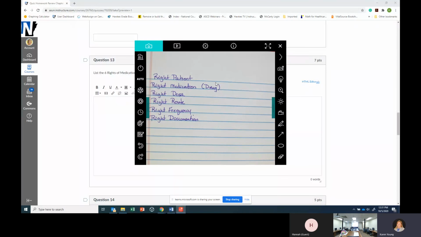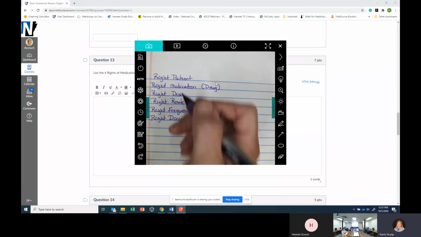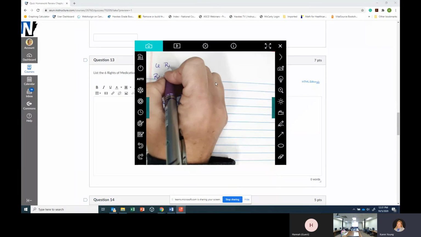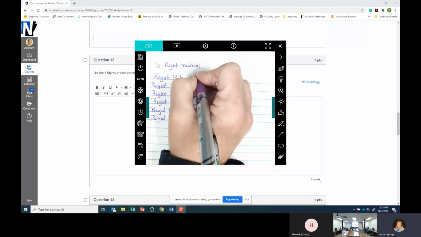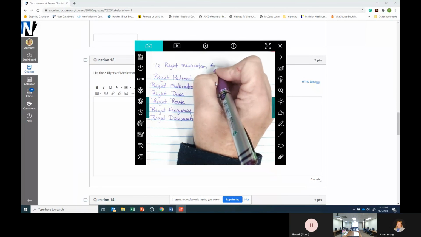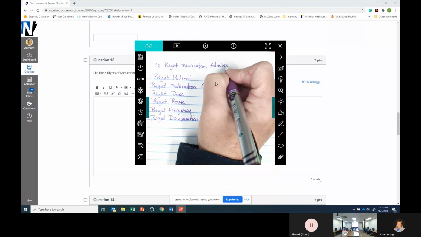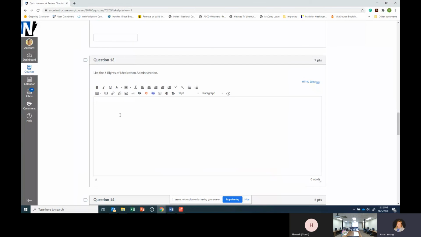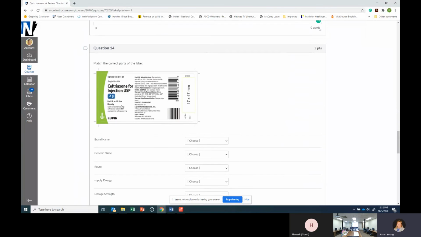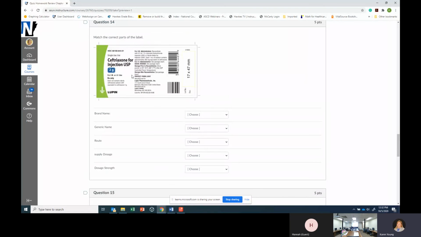It may be in chapter... No, it's in chapter 9. So know your 6 rights. And this is the 6 rights of medication administration. So know those. And then you're going to match the correct part of the label.